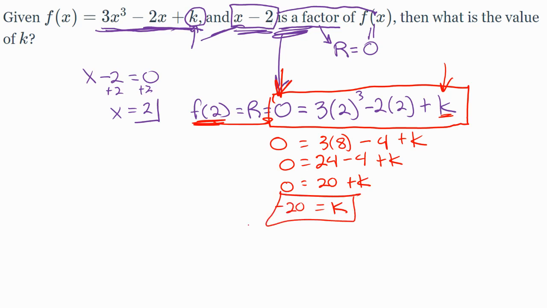If k is negative 20 up here, then if I could do division, x minus 2 would have no remainder. If I factored this now with the negative 20 right there, the x minus 2 would be one of the factors.